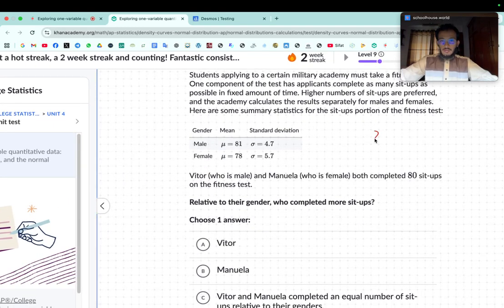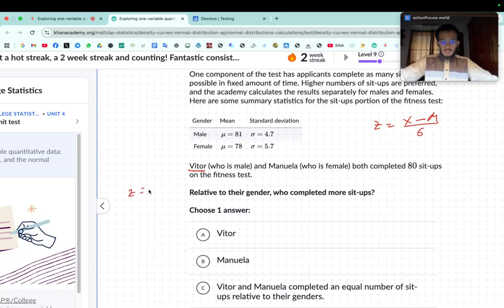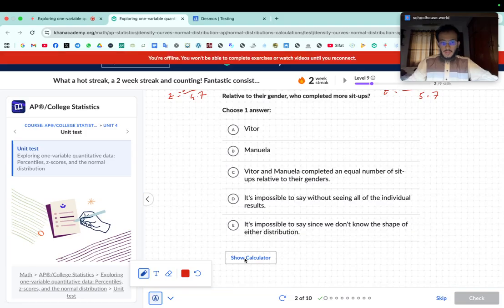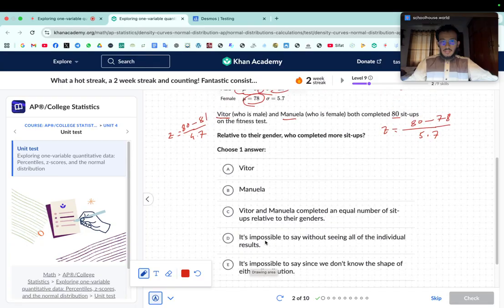Okay, so we know that the formula for z equals x minus mu over sigma, standard deviation. So for Vitor, we have z equals to x is 80. So 80 minus mu for male is 81 over standard deviation for male is 4.7. As for Manuela, we have z equals to x, which is 80 minus 78, which is the mean, over standard deviation, which is 5.7. And they're allowing us to find the thing using a calculator.